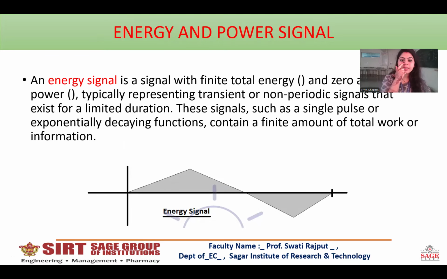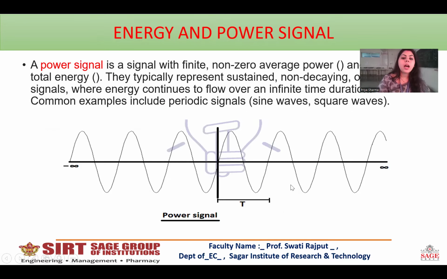An energy signal is a signal with finite total energy and zero power, typically representing transient or non-periodic signals. An exponentially decaying function contains a finite amount of total work or information. Here you can see that this is an energy signal. Okay. Now, what is a power signal? A power signal is a signal with a finite non-zero average power. Here you can see this is a power signal.